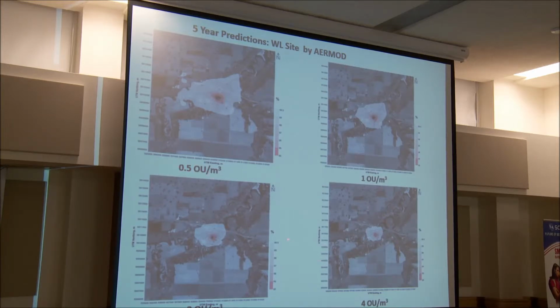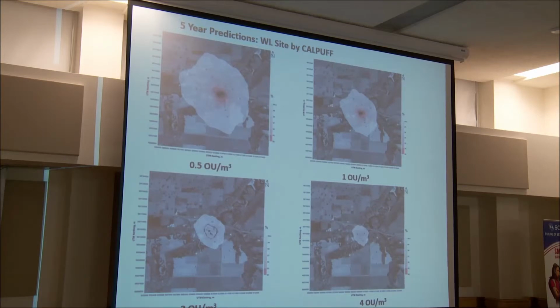We did this not just for 1 OU, we did it for 0.5 OU up to 6 OU. So if you loosen your odor standard and allow for 1 OU, your impact area can be small. If you allow for 2 OU, the impact area can be smaller, and for 4 OU, it can be even smaller, depending on the odor standard you pick, what odor concentration, what allowed annoyance frequency. Okay, this is by CALPUFF. It's a similar story.